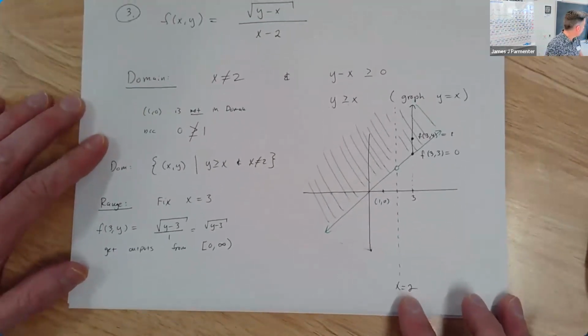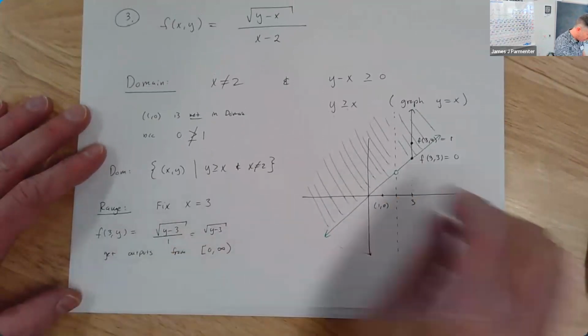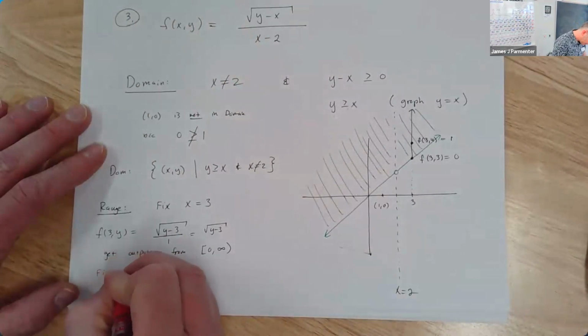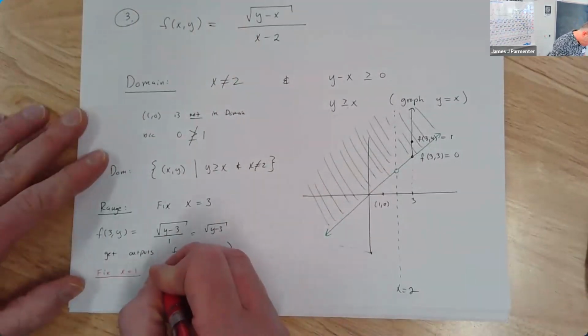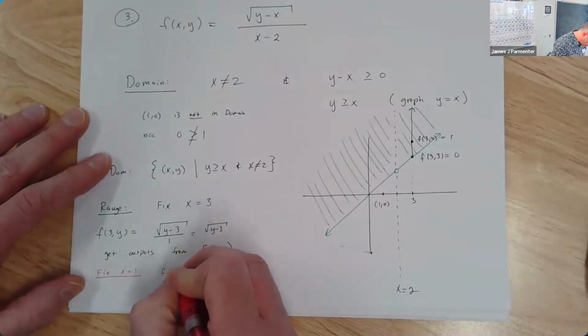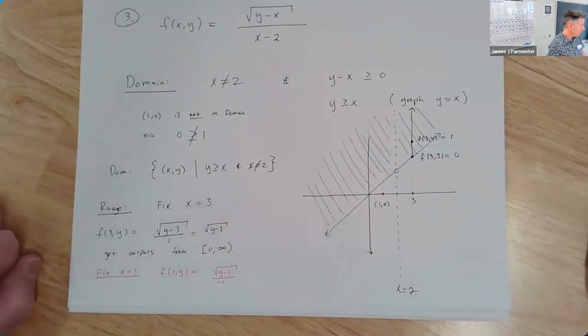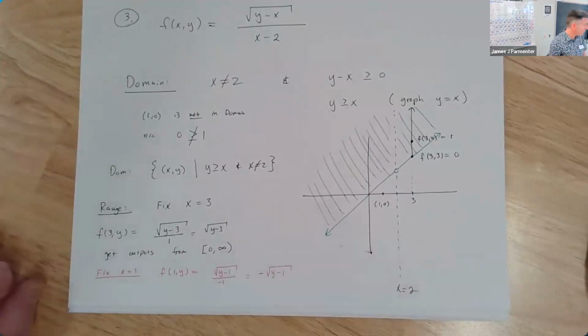And then I can make a second smart choice. I'm going to fix, let me use red here. Now I'm going to fix x equal to 1, making the denominator negative 1. So then f of 1 comma y is equal to the square root of y minus 1 over negative 1. Dividing by negative 1 is the same as multiplying by negative 1, so this is equal to the negative square root of y minus 1.